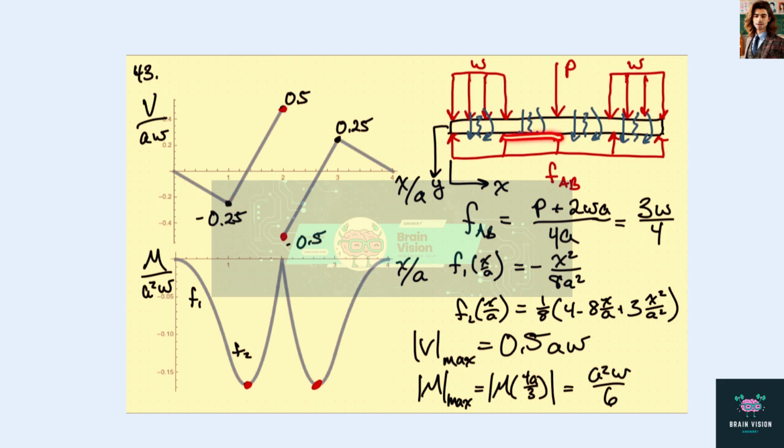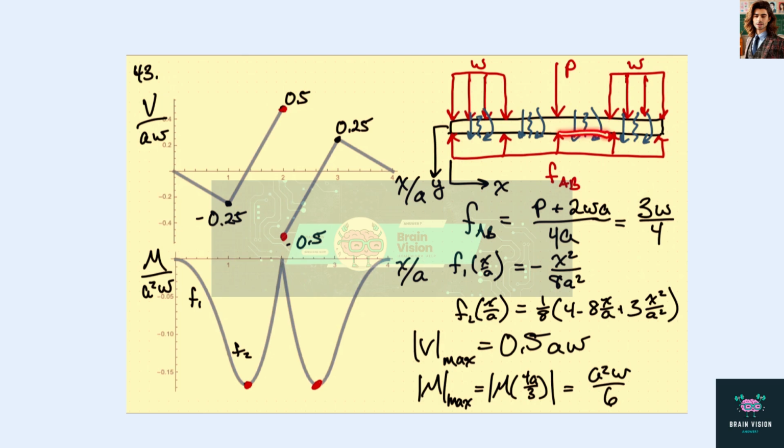Now in this region we have just the reaction from the ground, and so we wind up with a positive slope, and we wind up back up here at 0.5, so V over AW is 0.5. Since P is A times W, we jump back down here to minus 0.5. So this gives us our maximum absolute value, and that occurs right here in the center.